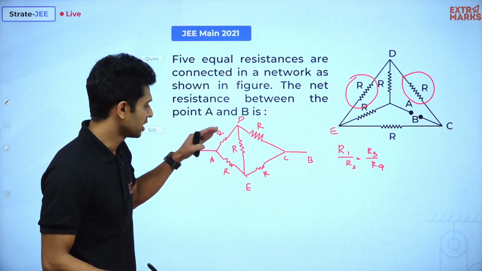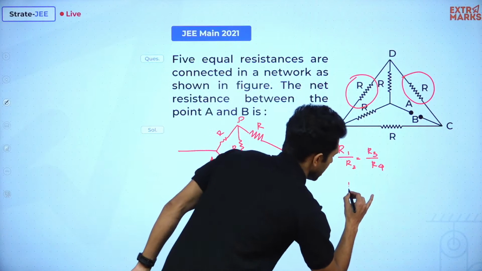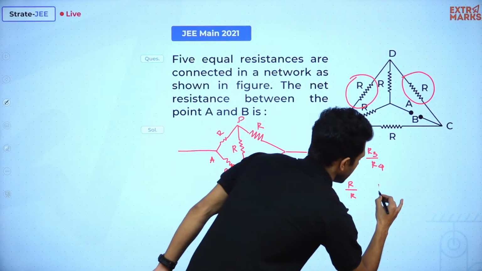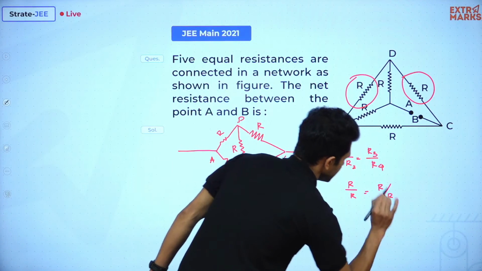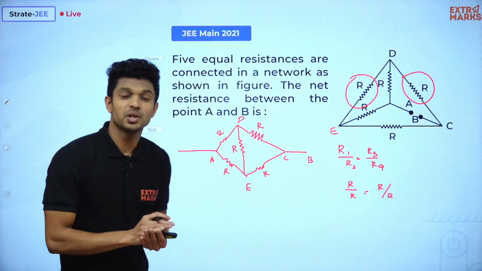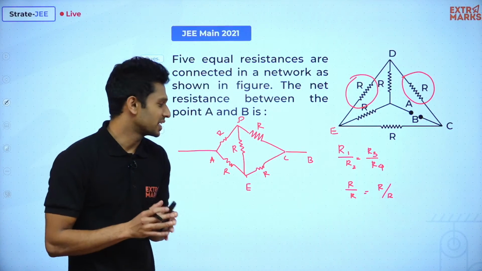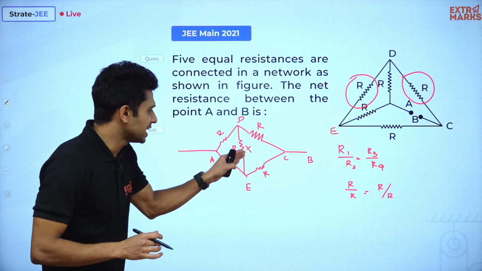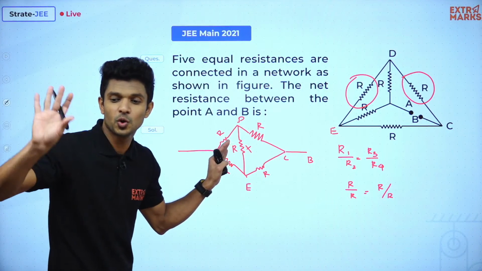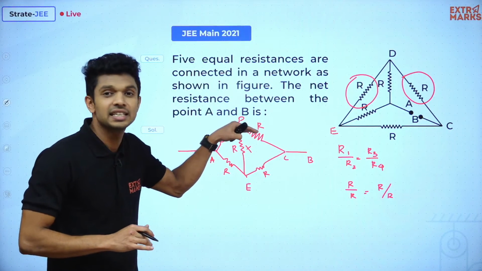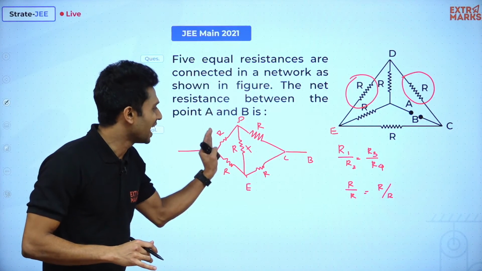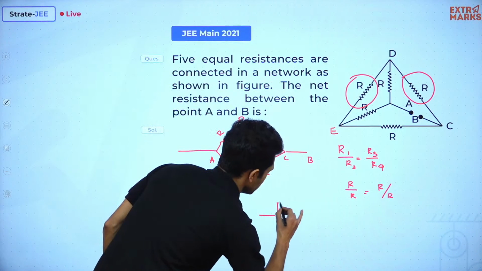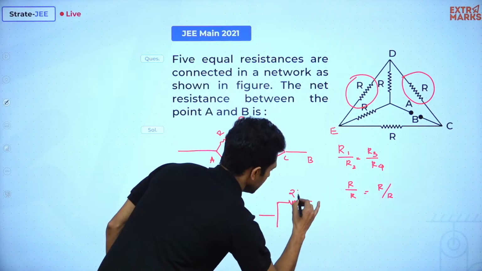What is R1? R. R2 is also R. So R by R. What is R3? R, and R4 is also R. R by R. Are they equal? Yes, they are equal, which means the given Wheatstone bridge is balanced. If it is balanced, we can remove the central one, right? If this middle resistance is removed, we have this R and this R connected in series, right? So R plus R in series, how much? 2R, right?